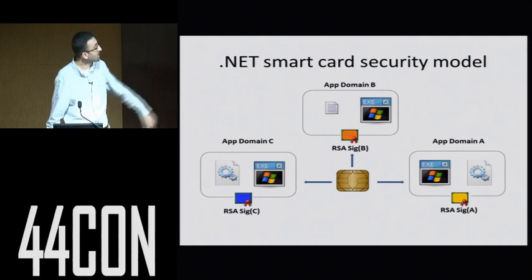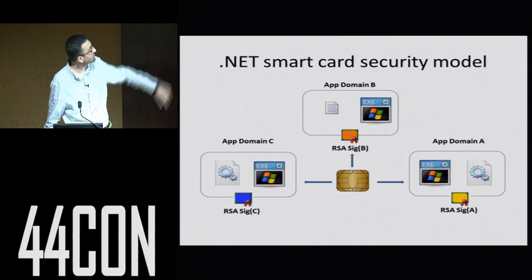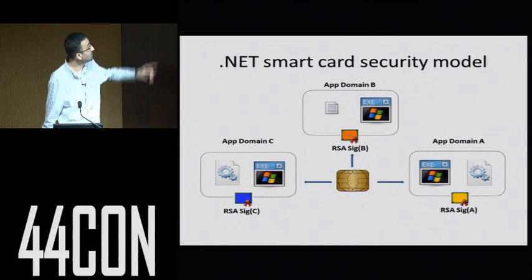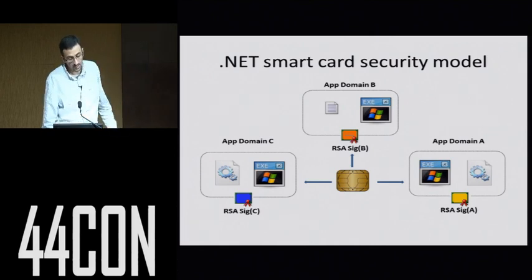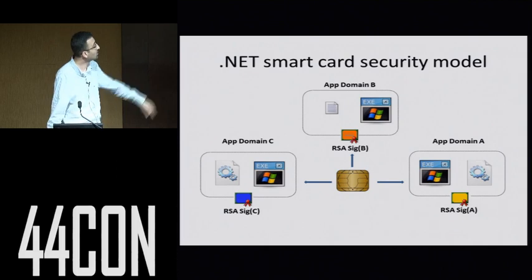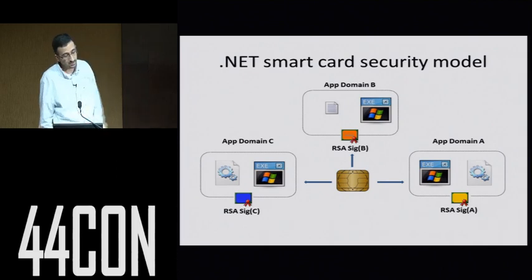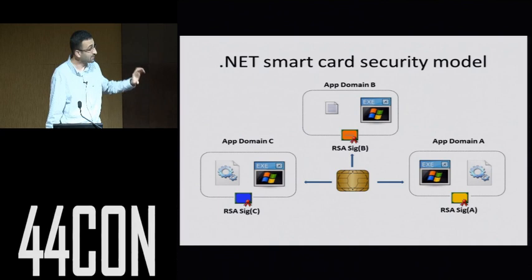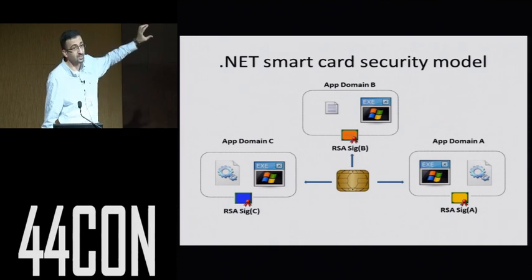The applications can create files. As you can see, the application B can create files on the file system, or they can call APIs from DLL files, provided that they are on the same application domain, meaning that they are signed by the same vendor.